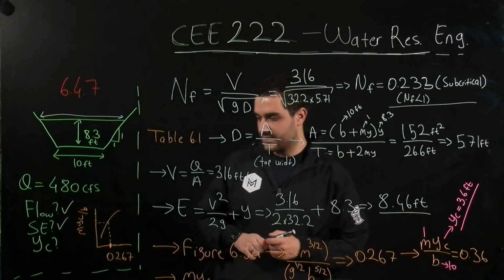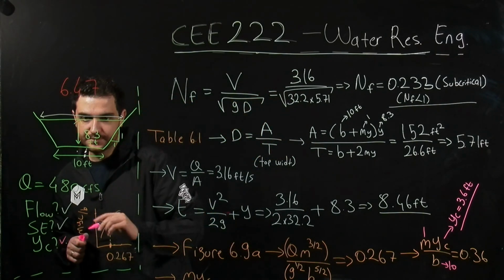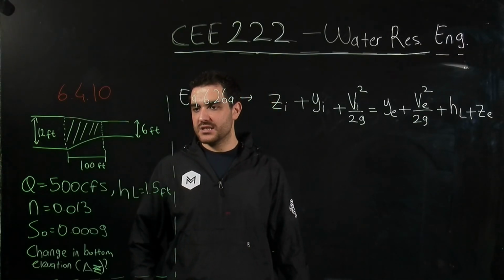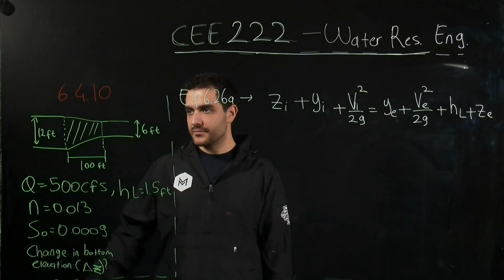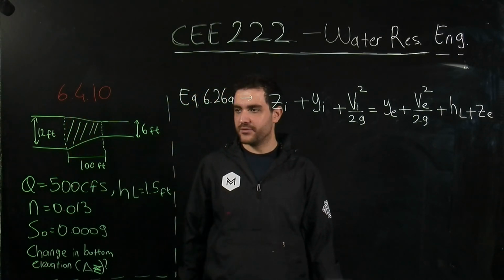And we calculated the critical depth as well. Now we are at the final question of week 9. The question number is 6.4.10.